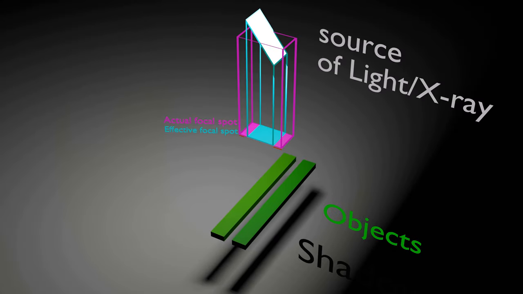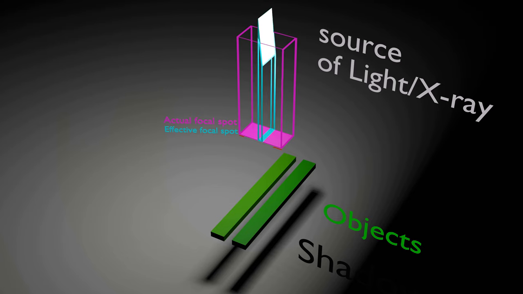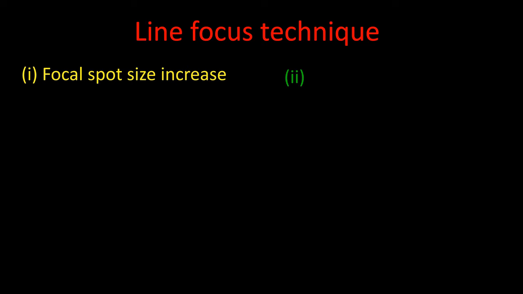If we further increase angulation, the effective focal spot will reduce, towards a line, from a rectangular shape. That's why it is known as the line focus technique. With line focus technique, focal spot size is increased. An anode is angulated.